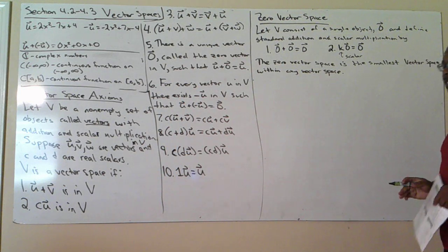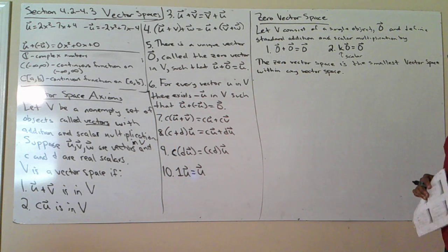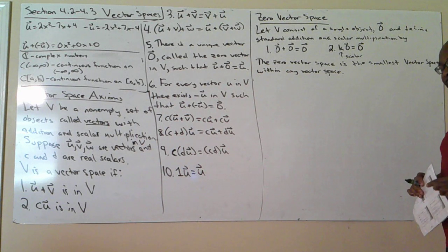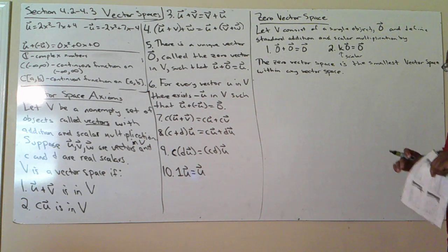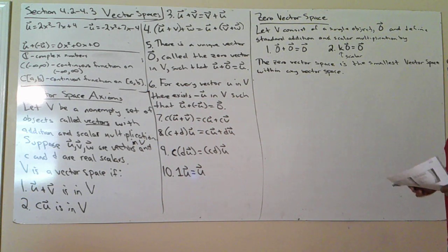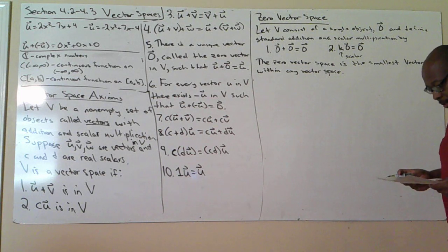It's the smallest vector space within any vector space. Essentially, the zero vector space is a subspace within any vector space. It's the smallest possible vector space you can have within another vector space. Okay, that is the zero vector space.